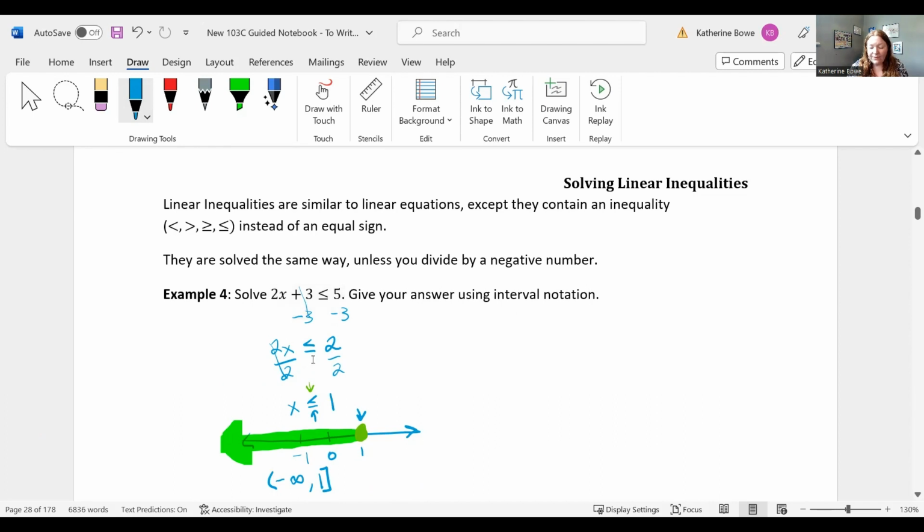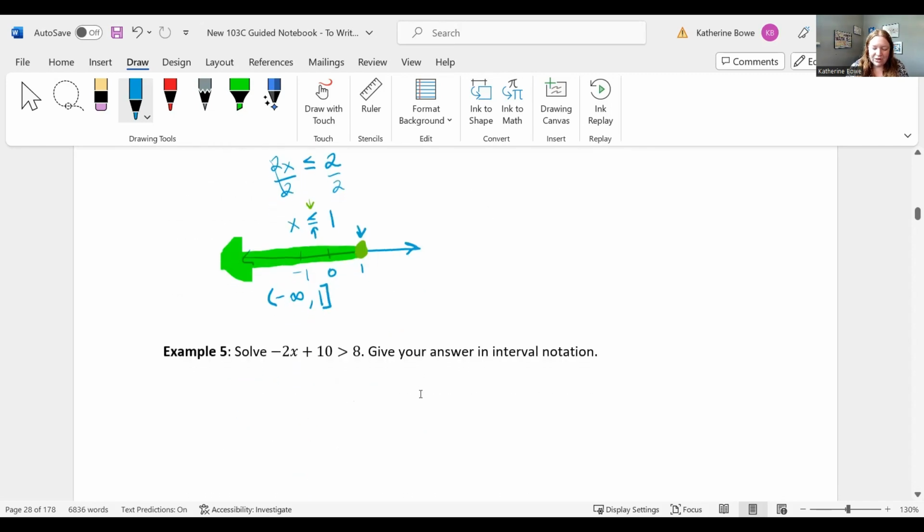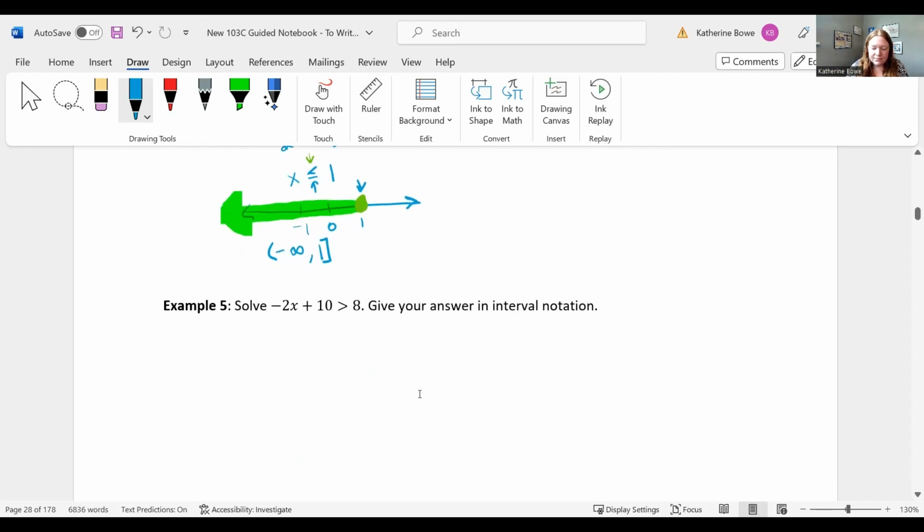Notice as I was solving it, I used exactly the same steps that I used when solving a linear equation. These are going to use the same steps unless you're dividing by a negative number, and there's a little hiccup, and we'll see examples of that in just a moment. Let's look at our next example.